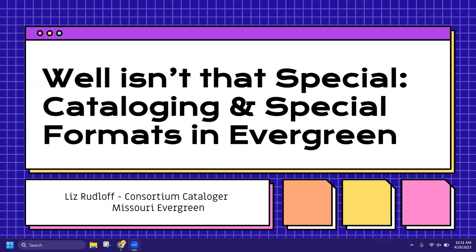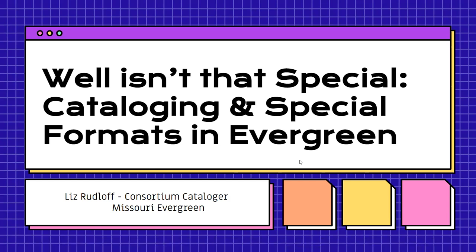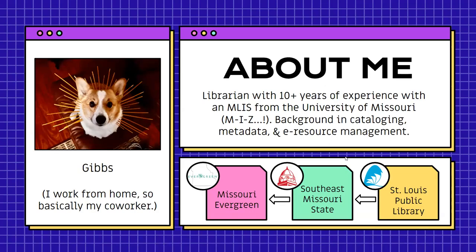Well, isn't that special? Cataloging in special formats in Evergreen. Who knows what that is a reference to? Okay, awesome. I actually didn't put the picture of what it was from in, but I figured if you got it, you got it. If you didn't, you would ask. So maybe I'll do it from here. Okay. Well, isn't that special? There we go.